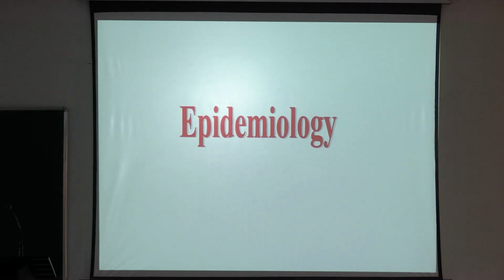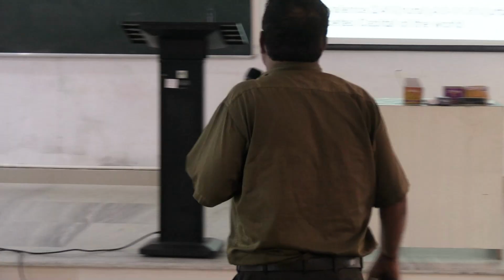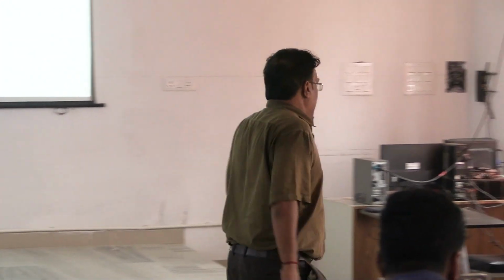So, going to the epidemiology, this is an old slide. Diabetes is very, very common in the world. You have so many million cases. By this year, I mean last year it was supposed to go to 300 million cases. Southeast Asia region itself, 30 million cases, should have become 60 million by this year. And India is considered diabetes capital of the world. So you have 2.4% rural and 4 to 11%, 6 points urban.